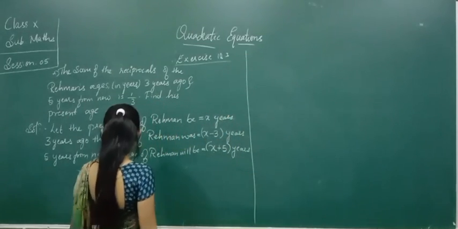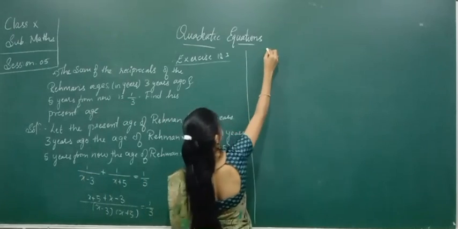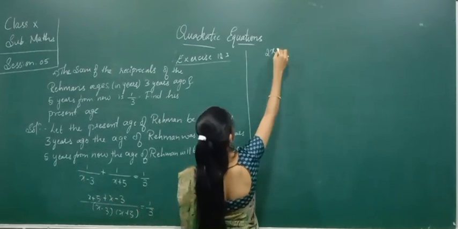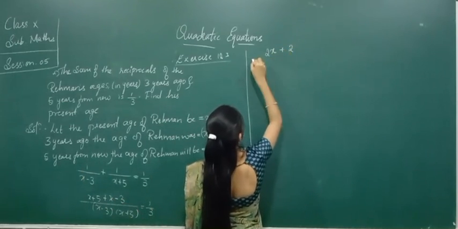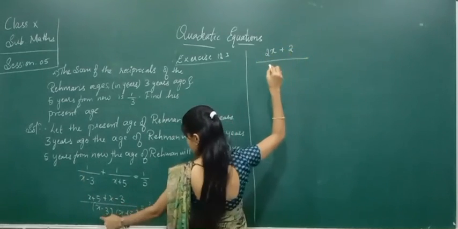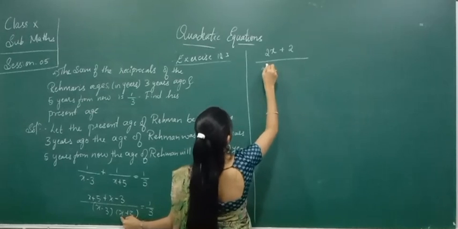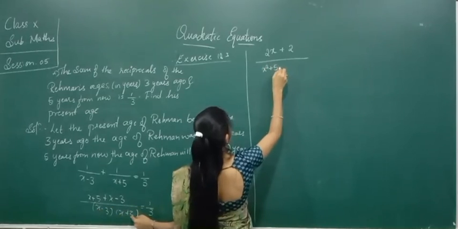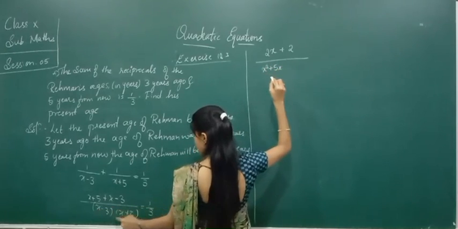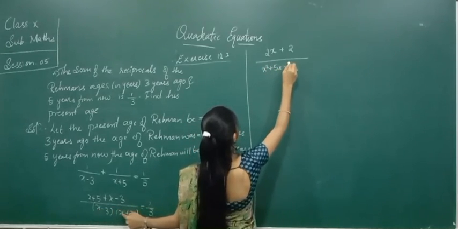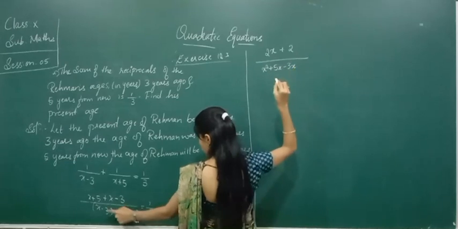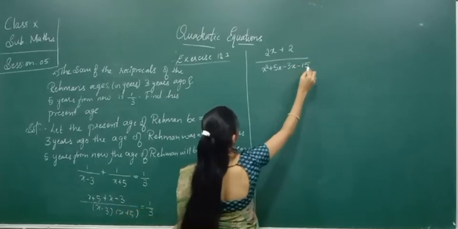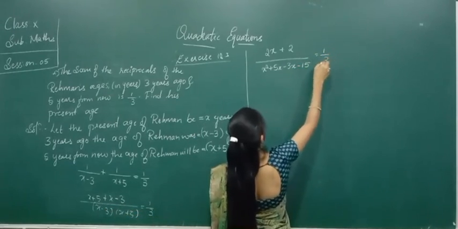Start solving. x plus x is going to be 2x, plus 5 minus 3 plus 2. Divided by: x into x is x square, plus x into 5 is 5x, minus 3 plus x: minus 3 into x is minus 3x, minus into plus is minus, 3 5s are 15. That will be equal to 1 by 3.